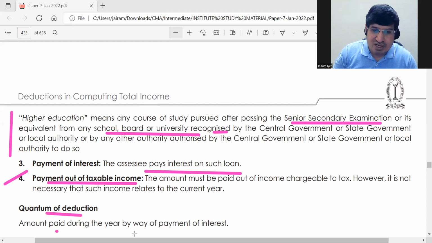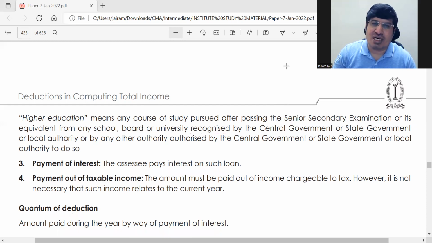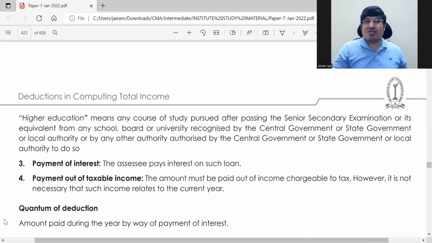Deduction amount: the amount paid during the year for interest is fully deductible. The good thing here is you can see the full amount is deductible. So if you can get an education loan, it's very beneficial.